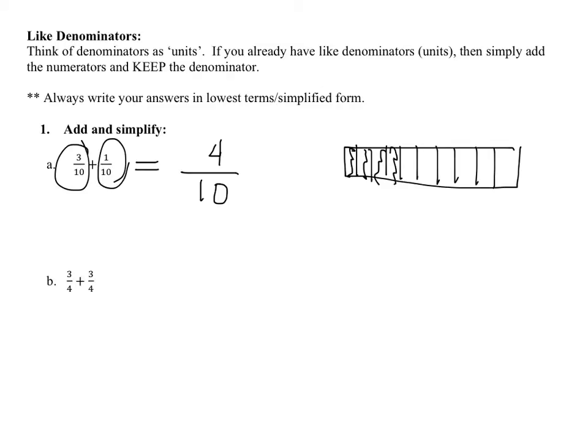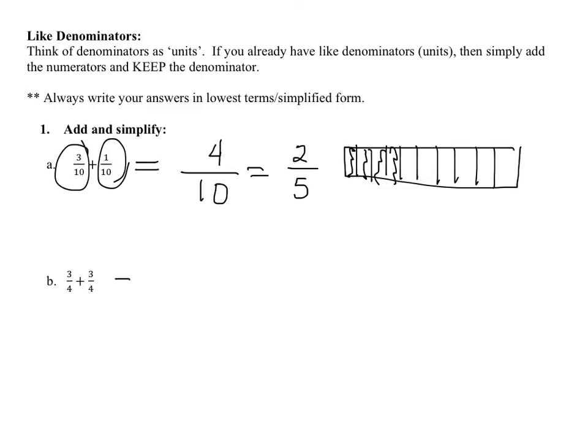So I have 4/10. But I always want to simplify and divide out any common factors I can. And 2 goes into both. 2 goes into 4 twice. 2 goes into 10 5 times. And there it is, my final answer.